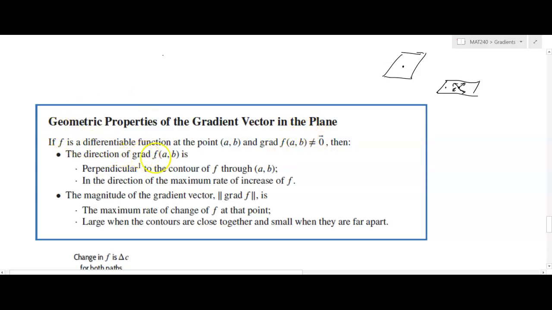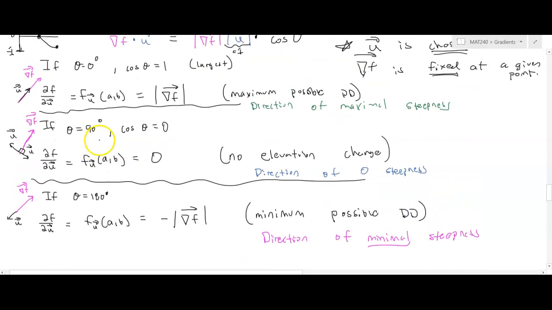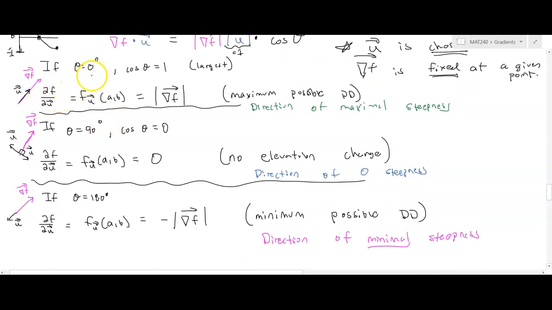Then the direction of the gradient is, first of all, perpendicular to the contour of f. We'll talk about that in a second. It is the direction of the maximal rate of increase of f. That's the maximal steepness, direction of maximal steepness. The magnitude of the gradient vector, grad f, is the maximum rate of change of f at that point. So that just justifies what we wrote here, that the directional derivative, if theta is equal to 0 degrees, will be just the size of the gradient vector. So it's kind of a double whammy.